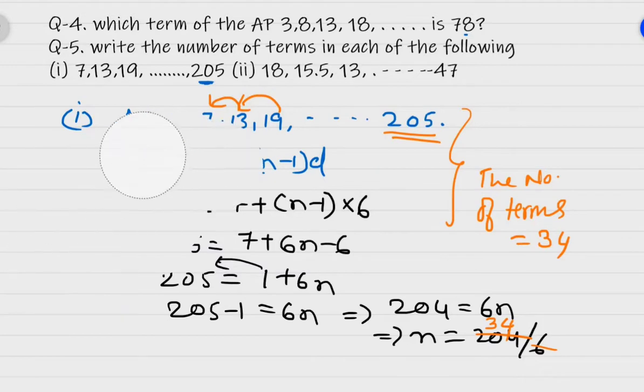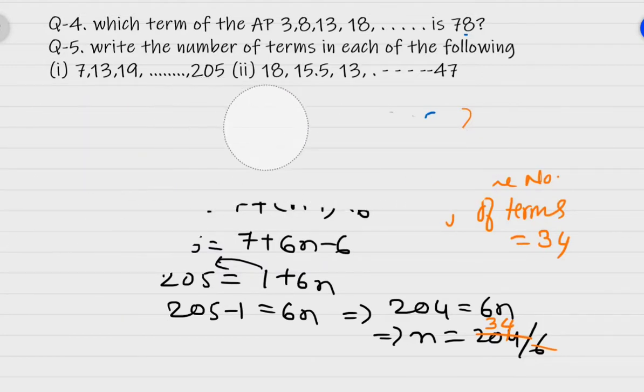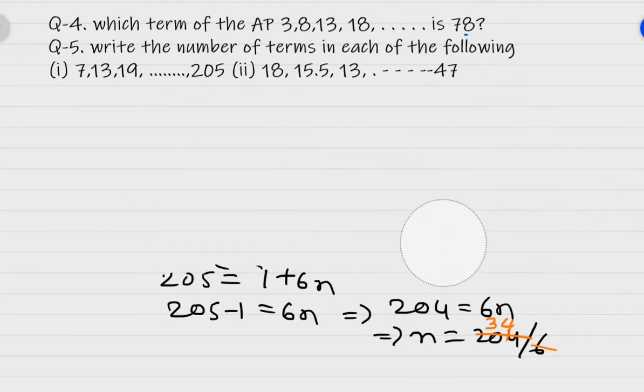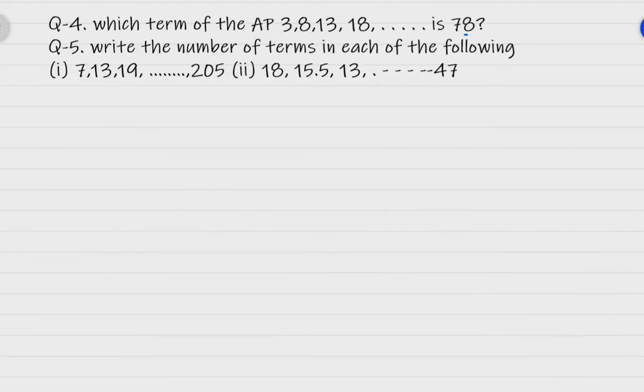Now let's see how many terms are there in the next sequence. What is the next sequence? The next sequence is 18, 15.5, 13 and your last one is minus 47. Isn't it? It is minus 47. You take care that it is minus 47.